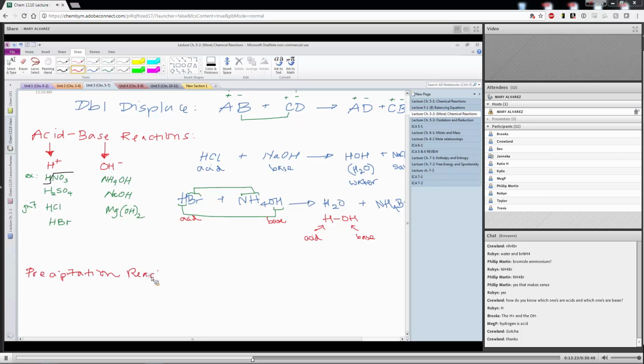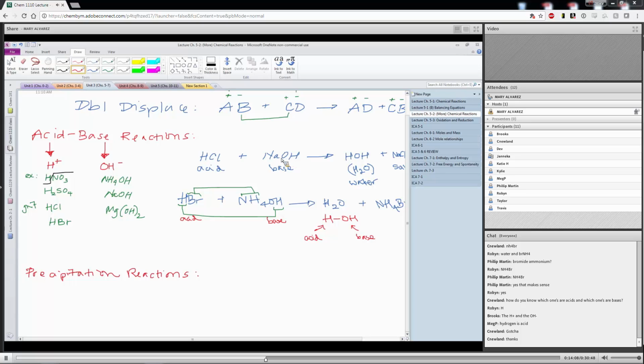Precipitation reactions are double displacement reactions where one of my products doesn't like to dissolve in water and will fall out of solution. We say it precipitates out of solution because it forms a solid instead of being dissolved in water. All of the other double displacement reactions we do, including acid-base, we kind of assume will be done in water, because HCl, even the strongest concentration, is going to be dissolved in water. Sodium hydroxide is usually dissolved in water, although I can get solid pellets.